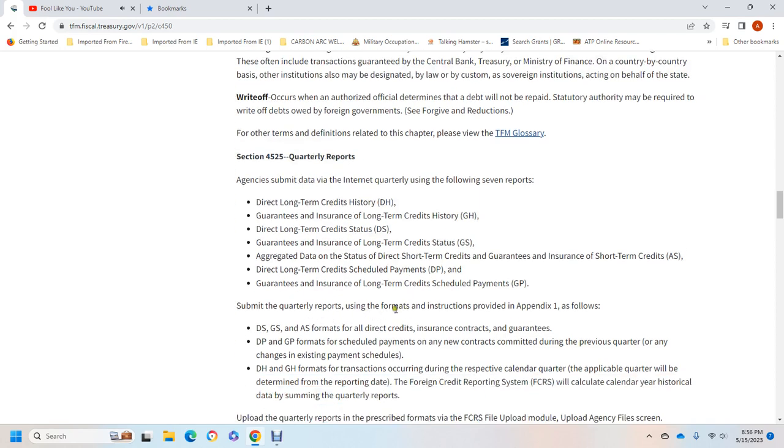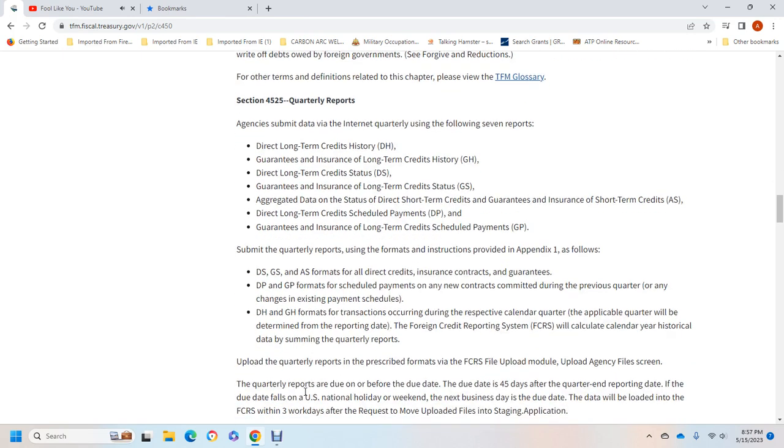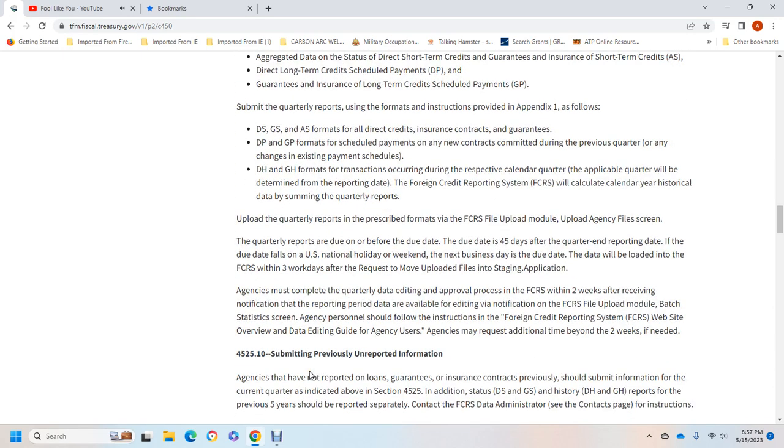Submit the quarterly reports using the formats instructed in Appendix 1, as well as the DS format for direct statements, the DGS format for the direct insurance contracts and guarantees, and the DGP format for scheduled payments of new contracts committed during the previous quarter or any adjustment of the existing payment schedule, with the general formats for transactions occurring during the respective calendar quarter. The applicable quarter will determine the reporting date. The foreign credit reporting system will calculate with the calendar year the historical data of the quarterly reports.